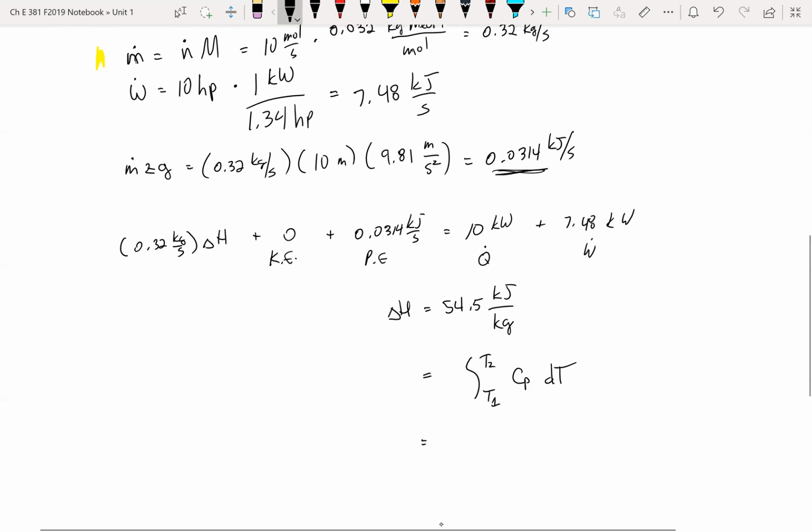So then at this point, I can just go into the back of the text and look for the Cp over R value for methanol. I have that written down somewhere. That is 13.4 minus 51.28 times 10 to the minus 3 T, plus 131 times 10 to the minus 6 T squared.